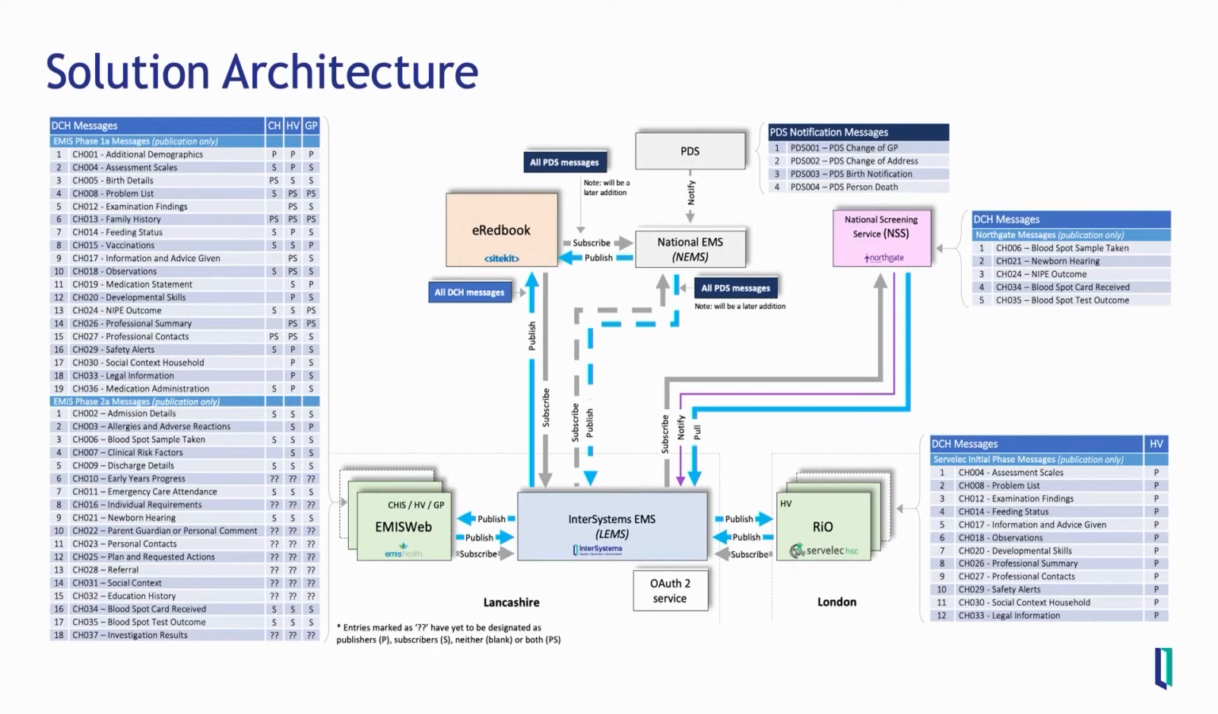Two other things I need to mention on here. PDS at the top is a national patient demographic service that the NHS already has, and we can use that by sending in a patient's NHS number, which is their national identifier, to get access to other information about them, name, location, and which family doctor they're registered with.